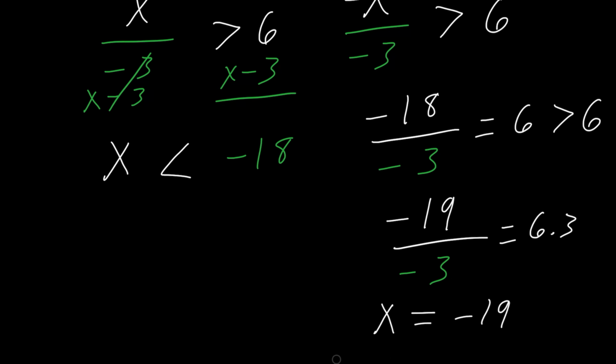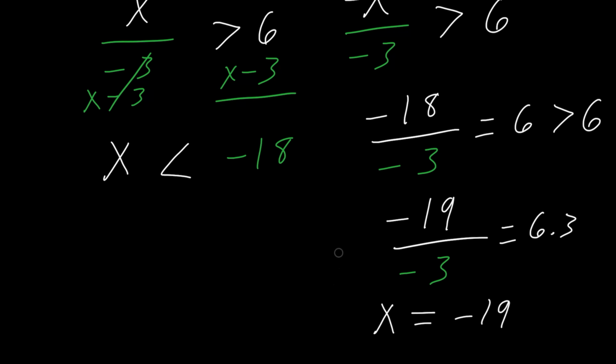Think of it as a number line. If you're $19 in debt, do you have less money than when you're $18 in debt? Well, when you're $18 in debt, you don't have as much debt as when you're $19 in debt. So negative 18 is greater than negative 19, or negative 19 is less than negative 18. And so this is the intuition behind why we flip the inequality symbol.